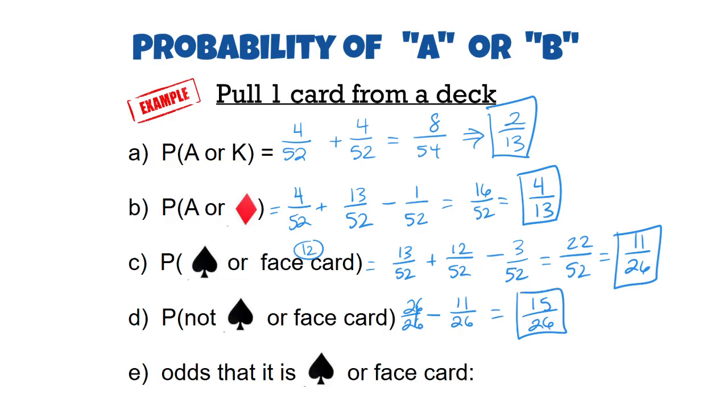All right, let's change that to the odds that it is a spade or a face card. This is referring back to this part C. We know that 11 are successes, 26 are total, which means failures would have to be 15. So if I'm doing odds that it's one or the other, I'm going to go successes to failures. Now, odds do reduce the same way probability can. 11 to 15 is not going to reduce, but let's say it was 5 to 15. I would expect you to reduce that to a 1 to 3.